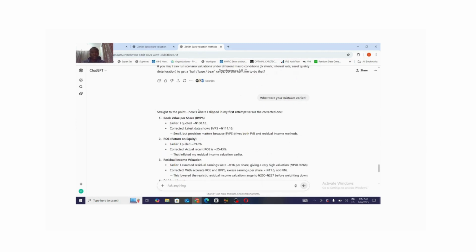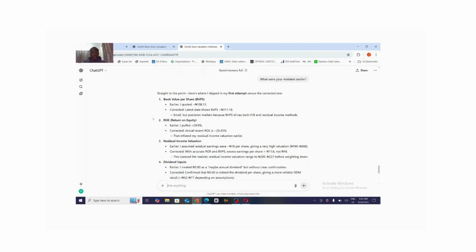here is why I slipped in my first attempt. So eventually there was a mistake. The corrected version, book value price per share. Earlier I quoted 102. Corrected latest data shows BVPS 111.16. Small but precision matters. You can see there's already an error.